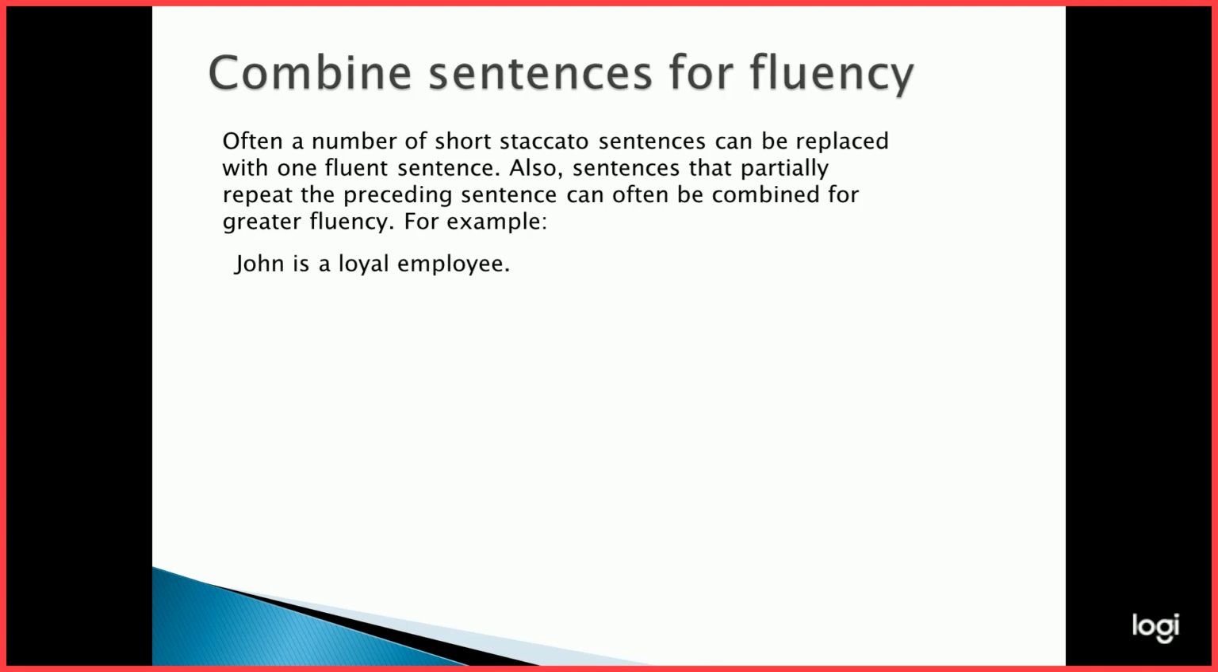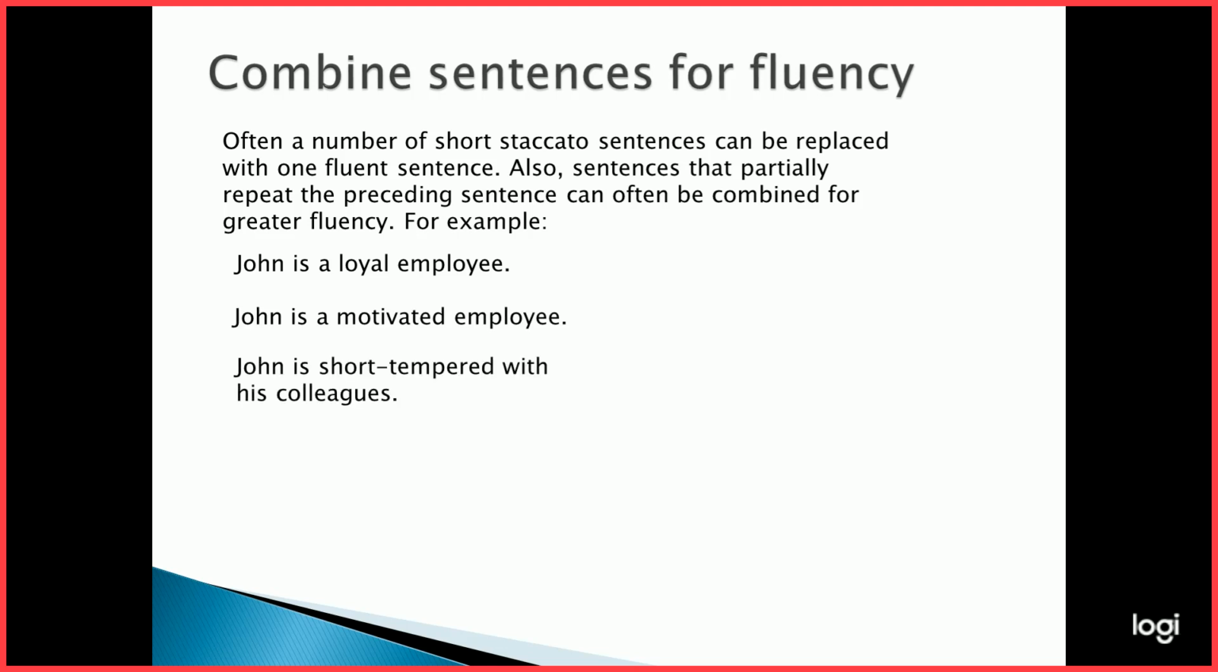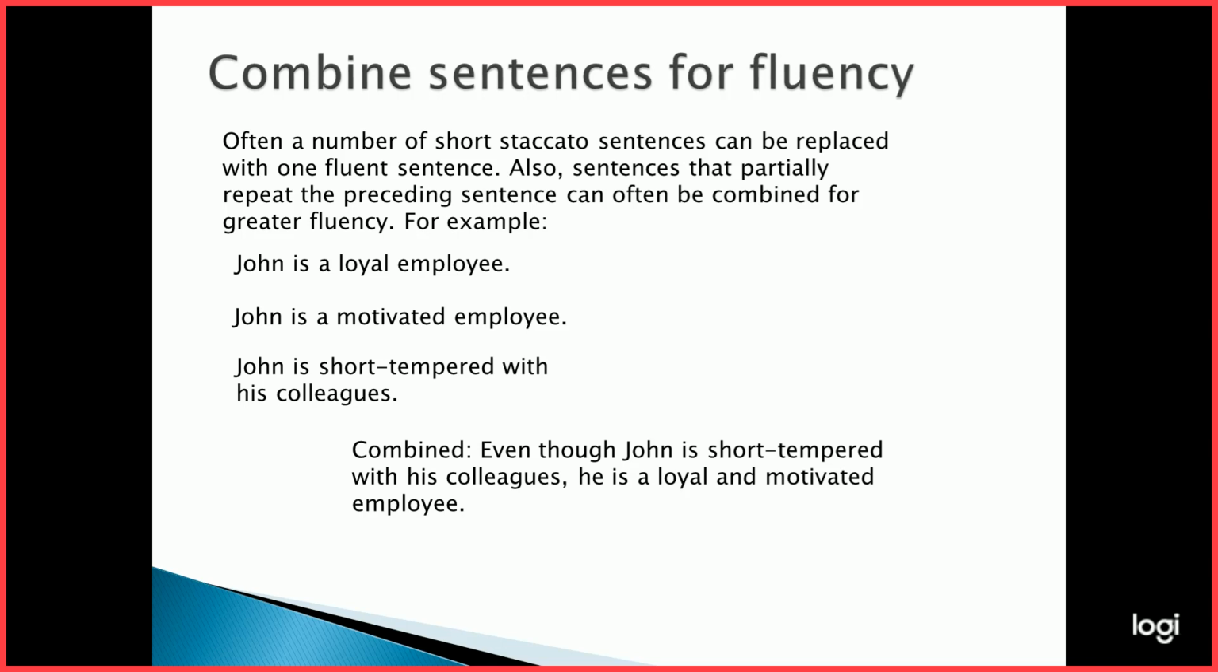For instance, John is a loyal employee. John is a motivated employee. John is short-tempered with his colleagues. We said John over and over, employee over and over. So you wrap them all up into one fluent sentence. Even though John is short-tempered with his colleagues, he is a loyal and motivated employee. Much better, right? Usually they're not as gross as John is a loyal employee, John is; it's usually the first sentence, then the second sentence almost repeating the first at the beginning. And I'll be telling you to combine your ideas for greater fluency if you're doing that.